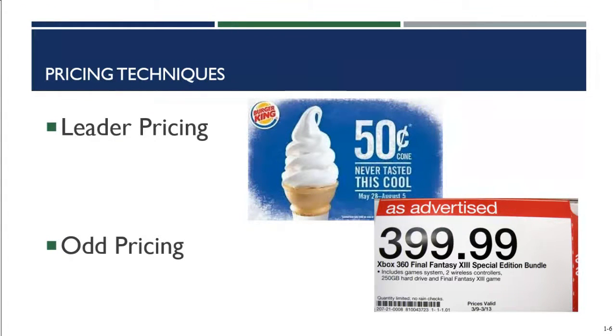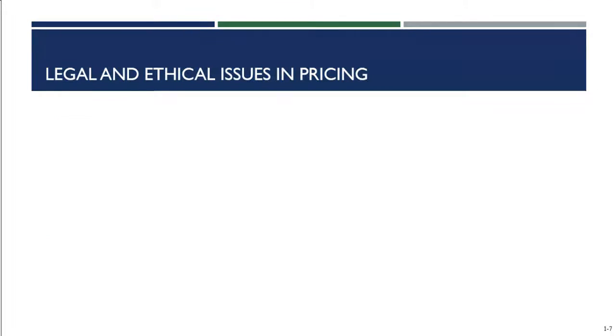All right, so those 2 pricing techniques are completely legal, and retailers use them every day. But let's talk about a few legal and ethical issues that we come across in pricing. And the first being predatory pricing. So I mentioned this, retailers have to be careful when they use leader pricing to make sure that they are not using predatory pricing, because predatory pricing is illegal. And predatory pricing arises when a dominant retailer sets prices below cost to drive competitors out of business.